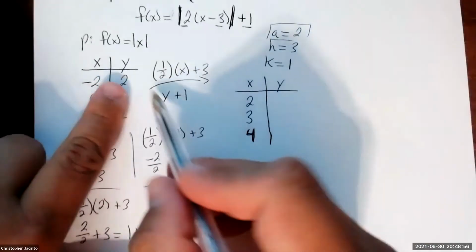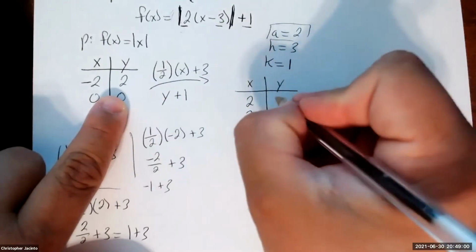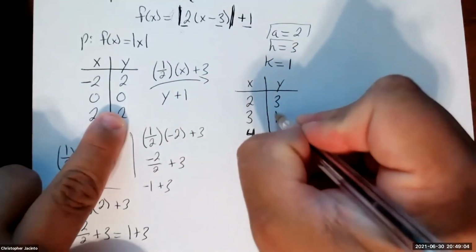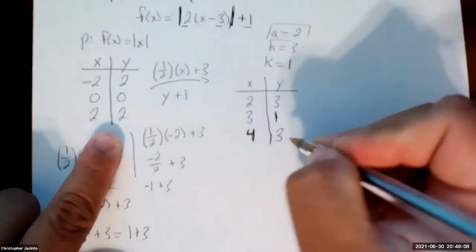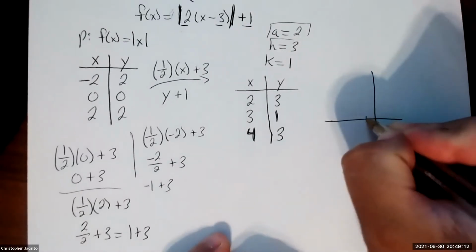And then the y's are much simpler, because now it's just going to be adding 1 to all of these. So 2 plus 1 is 3. 0 plus 1 is 1. 2 plus 1 is 3. And there we go. And then finally, we just graph it.